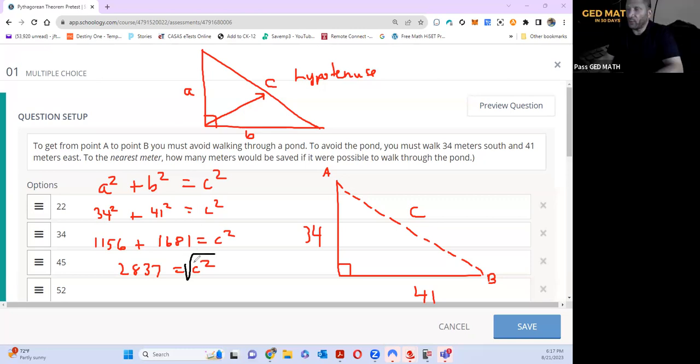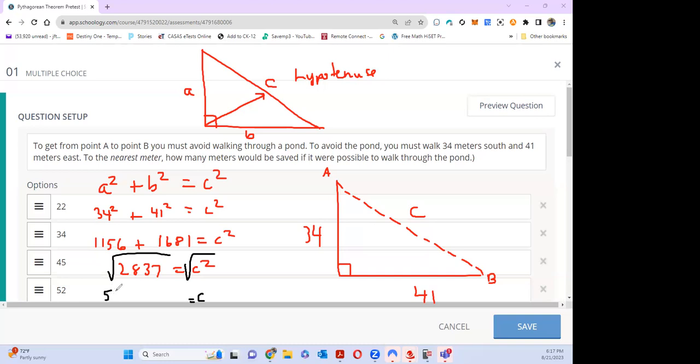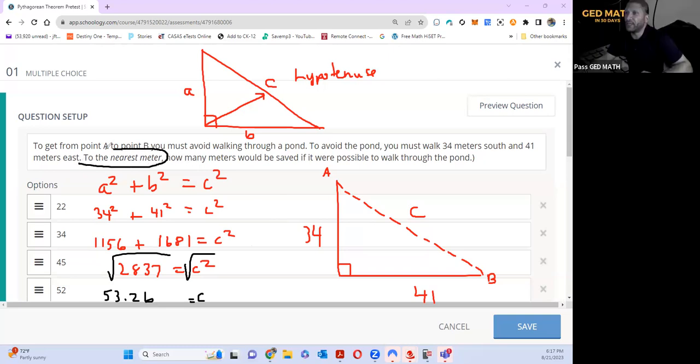So we take the square root, and whatever we do to one side, we do to the other side. The square root of C squared is just C, because the square root cancels the squared out. Now, what's the square root of 2,837? I got 53.26. Now it says round to the nearest meter. So C is going to be what?